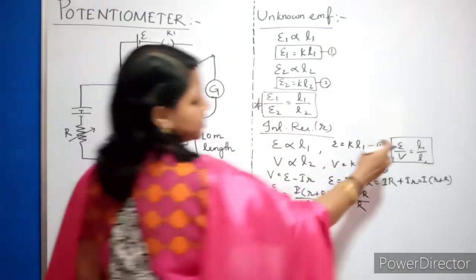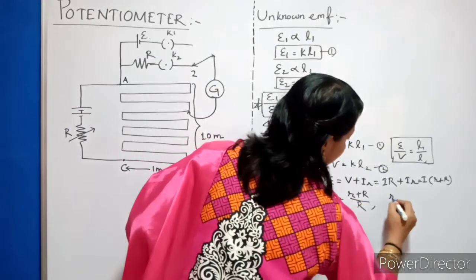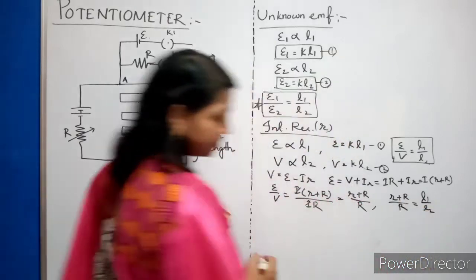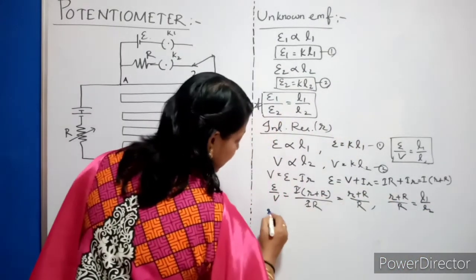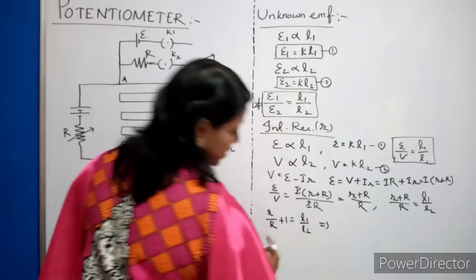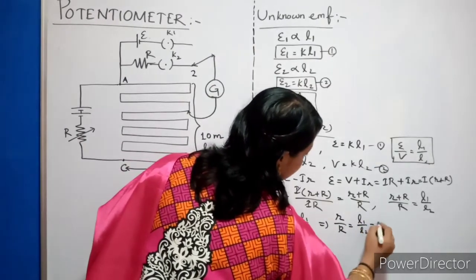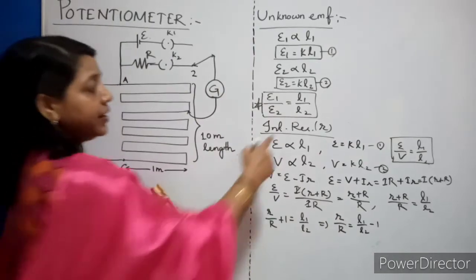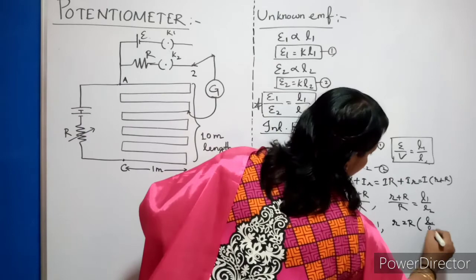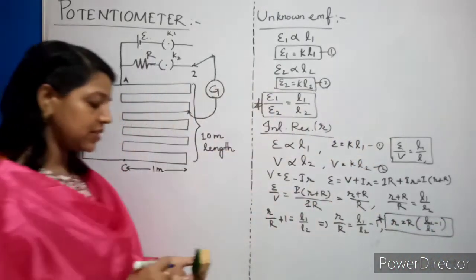Fine. So now substitute it here. This is also E by V. So can we write it as R plus r by R equal to L1 by L2? This part can I write as r by R plus 1 equal to L1 by L2? Now just take it to the right side. r by R equal to L1 by L2 minus 1. Our target is to find the internal resistance. So what is my internal resistance? It is r equal to R whole into L1 by L2 minus 1. So simple, just a simplification.